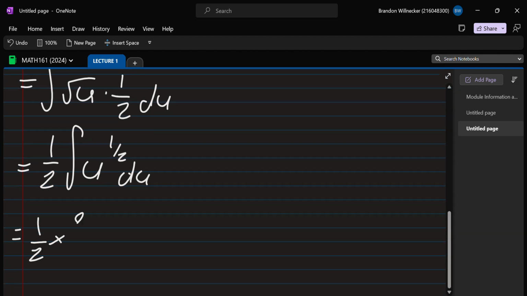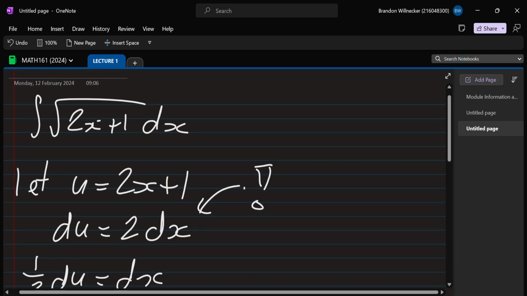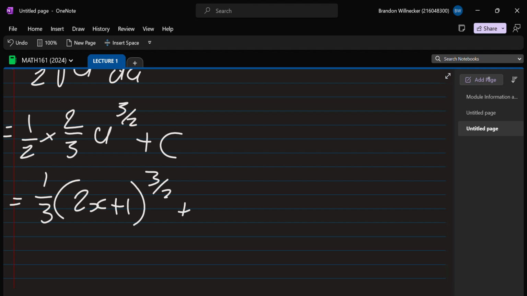So that will be 1/2 times 2/3, u to the 3/2, and don't forget the plus c. Okay, remember from last time, if it's indefinite like this, no bounds means indefinite, you have your plus c. If you have the bounds, you don't need the plus c. Okay, we can simplify this. The half and the 2 at the top, they can cancel, so we're just left with the third. The u, we don't want that there anymore. We're going to put what we had before, 2x plus 1. So we put that inside. Again, to the 3/2 plus c.